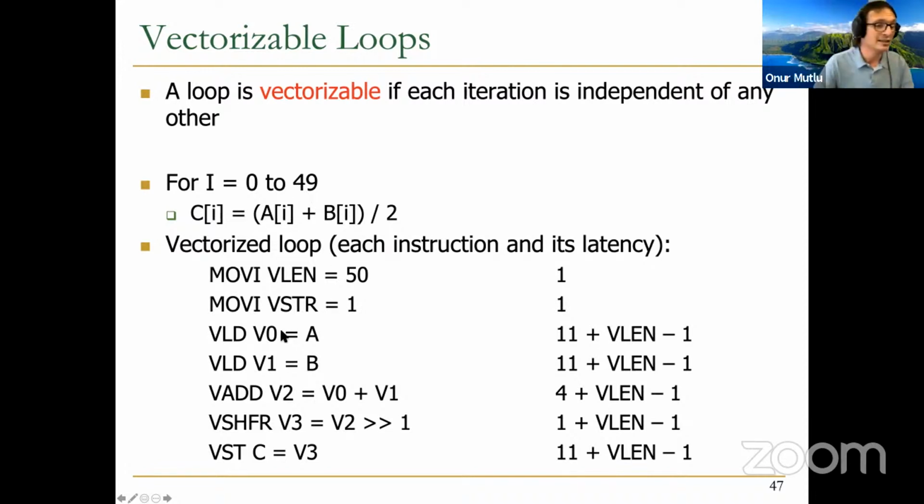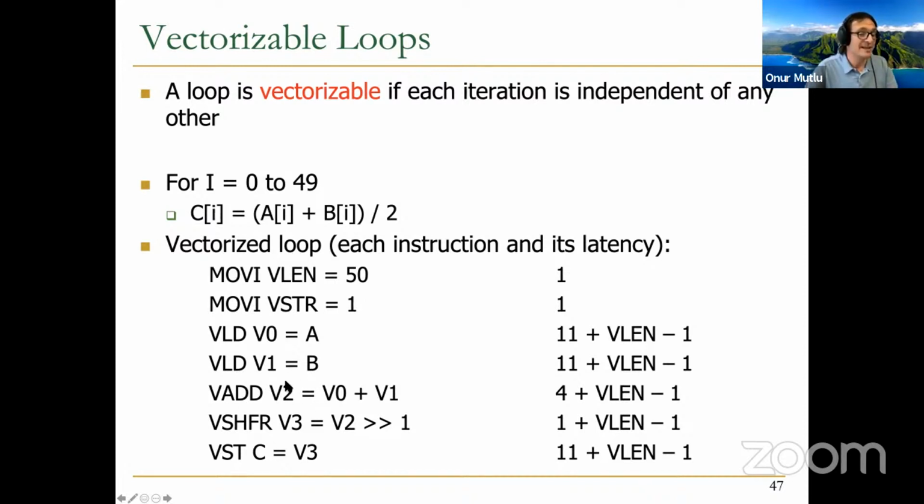Stride is 1. Then we do a vector load into vector register 0, starting from address A. That will take 11 plus vector length minus 1 cycles. The first element of A is loaded after 11 cycles. And then in consecutive 49 cycles, we get the remaining 49 elements of the vector. And then we do a vector load into vector register 1, B, which again takes 11 plus vector length minus 1 cycles. First element comes after 11 cycles. And then in each consecutive cycle, you get 1 element. Okay, that's how it's supposed to be. Assuming you have enough banks, again. We're going to assume that.